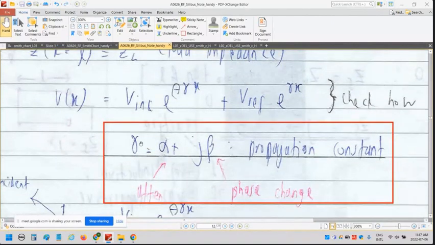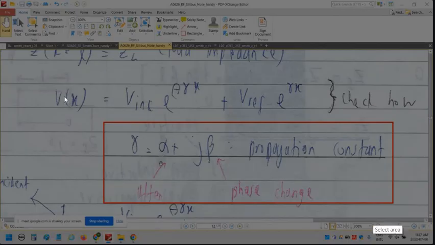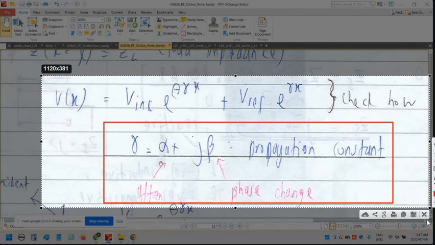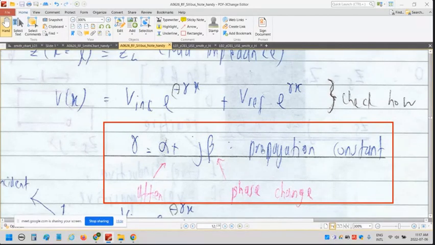And then next, what is lambda? Lambda is equal to alpha plus j beta. This alpha plus j beta is the propagation constant. Alpha is the attenuation, and beta is the phase change. And j, this one is the same, equal to plus minus square root of negative 1. This is the propagation constant. Okay, already done.